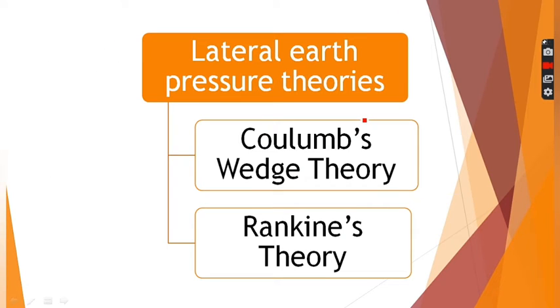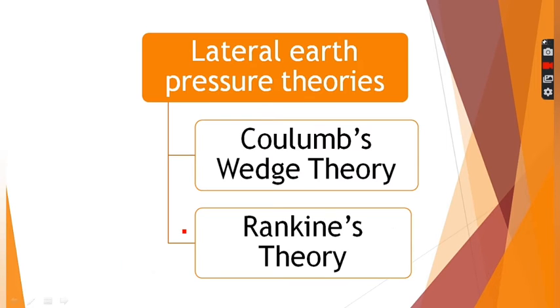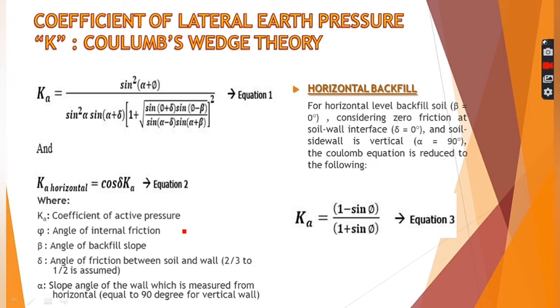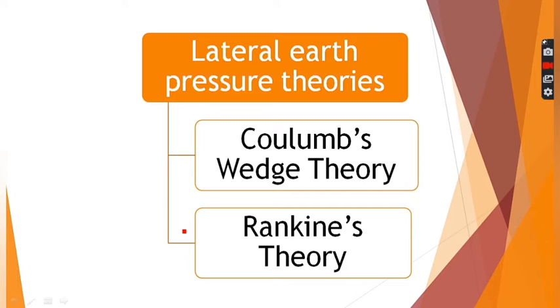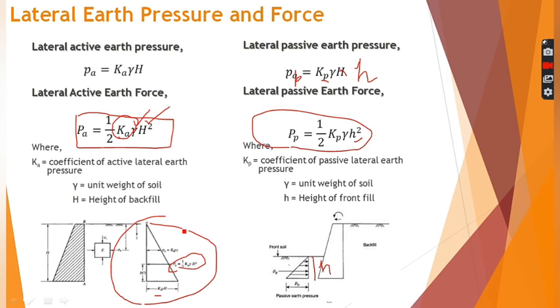As you have studied earlier also, the Ka depends on different cases, and for this we will be using different types of lateral earth pressure theories like Coulomb's wedge theory and Rankine's theory. Any of these can be used to find this Ka or Kp or Pa or Pp. So we will be discussing both of these. Now concentrate, as we will be discussing different cases.